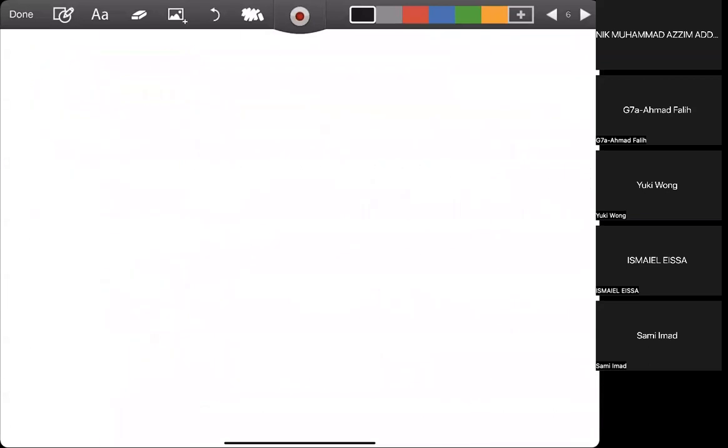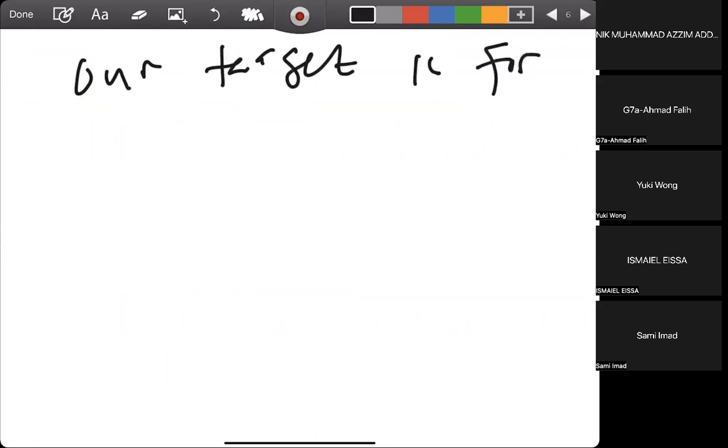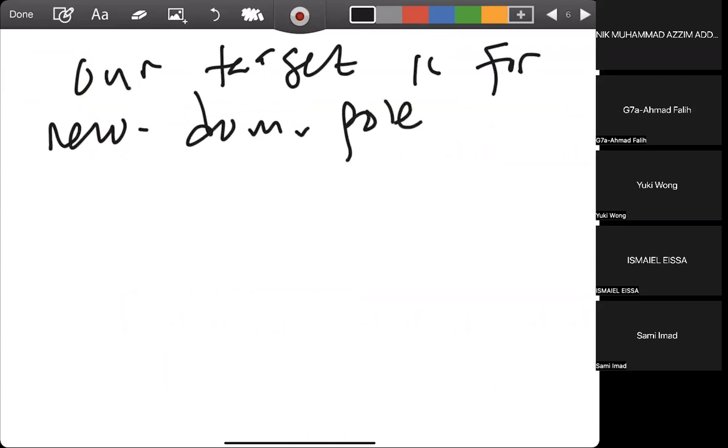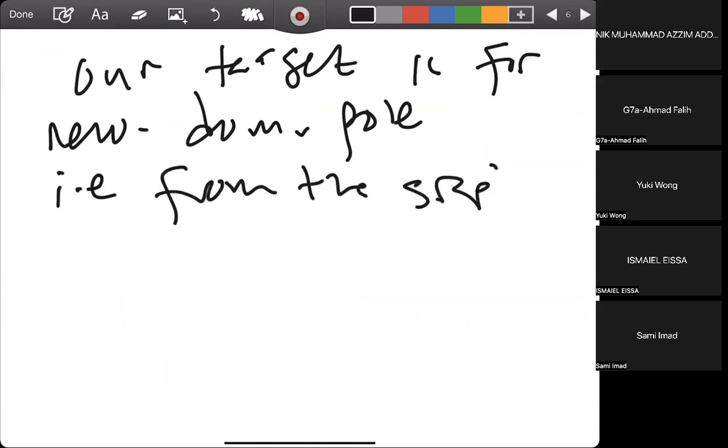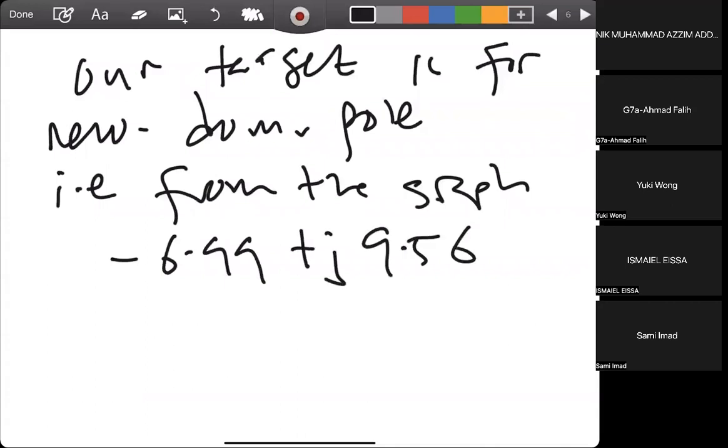But our target is the new dominant pole, which is given from the graph as minus 6.99 plus j9.56.